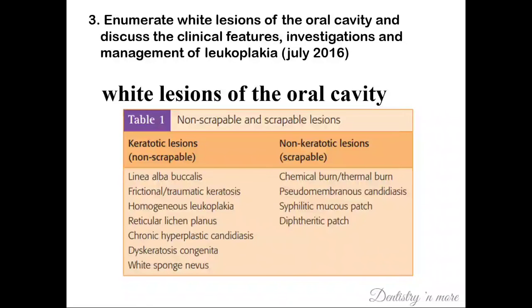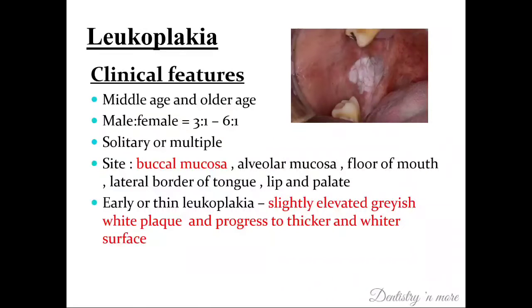Next question is about to enumerate white lesions of the oral cavity and discuss the clinical features, investigations, and management of leukoplakia. So again, I think this is going to be repeated over and over again in regard to red and white lesions. It's a favorite question to be asked, was the classification. So you should definitely read about it, the classification that is based on the etiology, then followed by the scrapable and non-scrapable lesions that have been enlisted previously itself. The same thing you have to answer here also again. And then coming on to the leukoplakia.